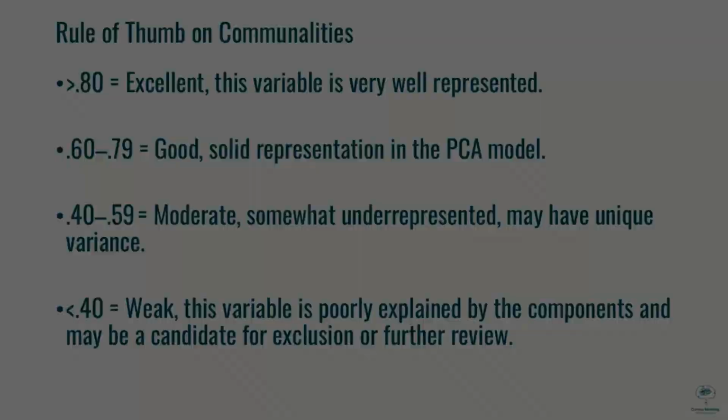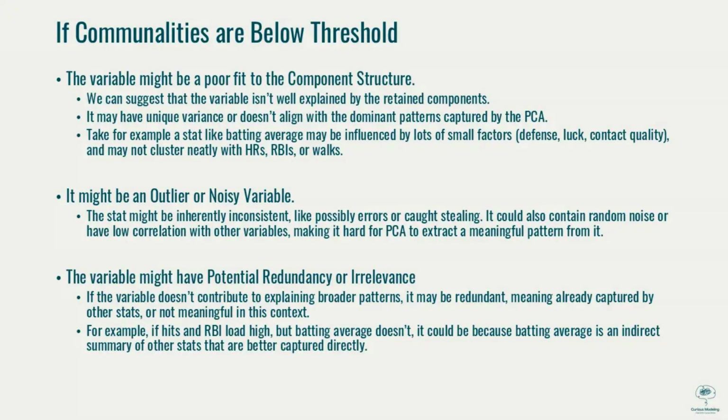Now, should we have values in the communalities below that threshold, this suggests three possibilities. First, a poor fit to the component structure. We can suggest that the variable isn't well explained by the retained components. It may have unique variance or doesn't align with the dominant patterns captured by the PCA. Take, for example, a stat like batting average, which may be influenced by lots of small factors: defense, luck, contact quality. It may not cluster neatly with home runs, RBI, or walks.